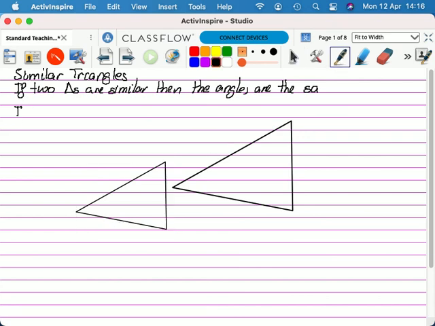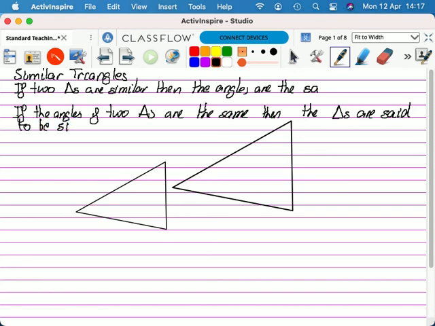So we've got what's called a converse of a statement. If the angles of two triangles are the same, match, if you like, then the triangles are said to be similar.